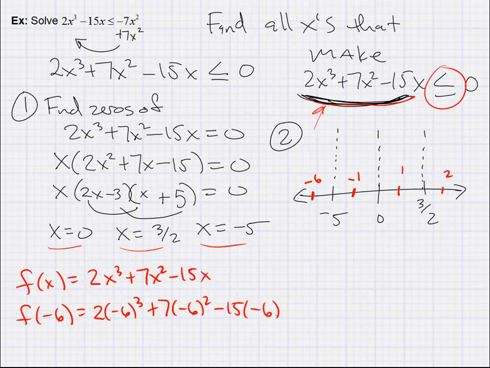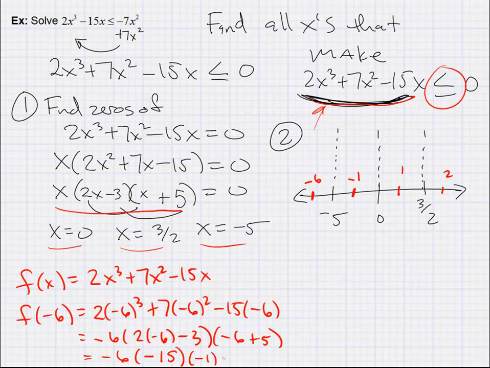Now you do that, and that computation is going to be not the greatest. I mean, if you have a calculator, it's not too bad. But what I could also do is that this right here is the factored form of that polynomial. So I could plug it in there too. In that case, I get negative 6 times 2 times negative 6 minus 3 times negative 6 plus 5. So I get negative 6 times, this will be negative 12 minus 3 is negative 15, and negative 6 plus 5 is negative 1.